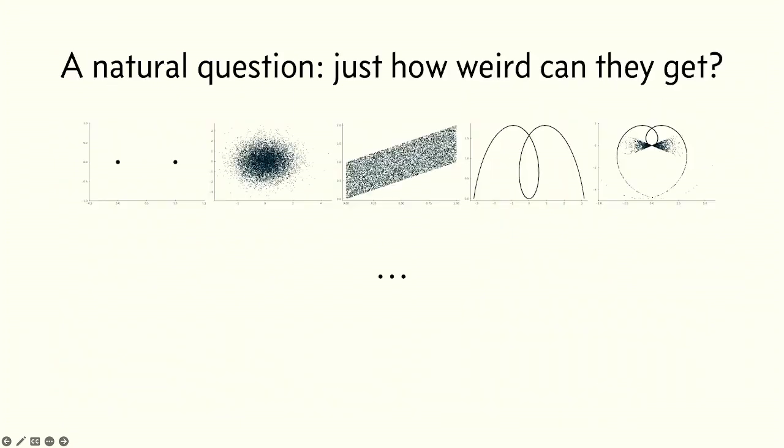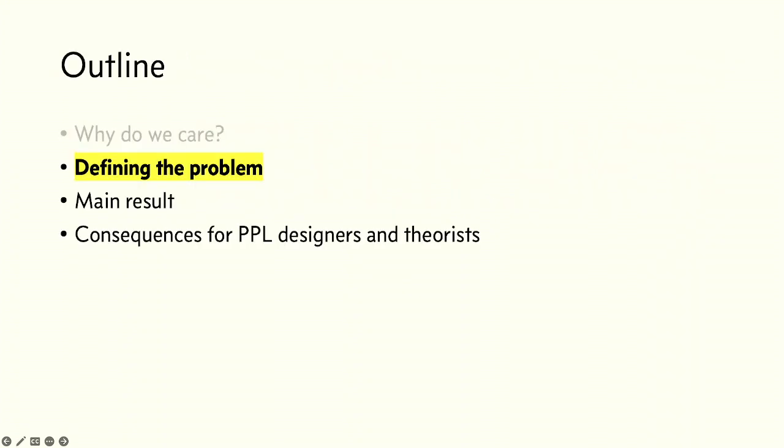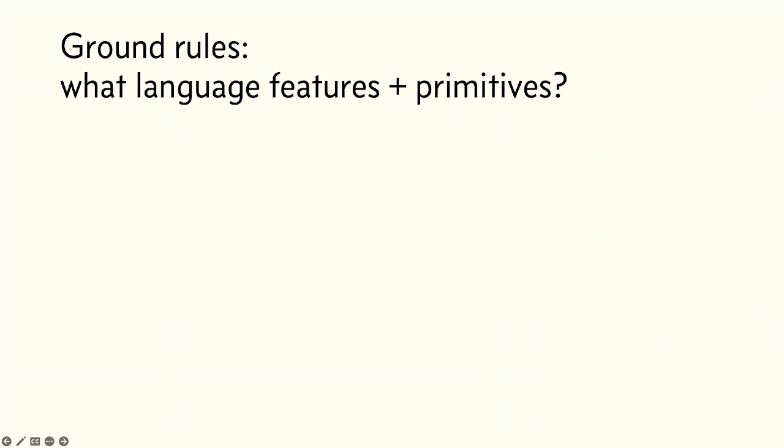Right? Okay, so if a user comes to us with a weird program, we want to know that our spec is universal. And that's one reason why a designer of languages might care. How weird can a probabilistic program get? But before we can answer that problem, we should clarify what exactly we mean by the question. So we should set some ground rules.